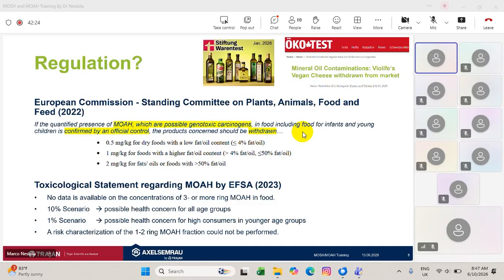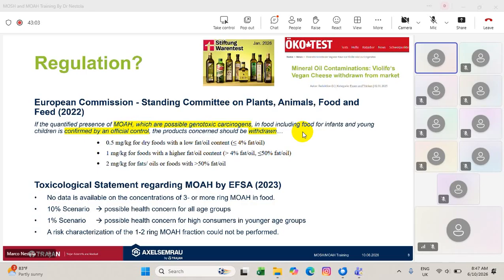Because prior to 2022, there was no regulation when it comes to the numbers or the levels. There was no regulative way to withdraw any sample from the market. That was only by goodwill of the suppliers. Of course, by the pressure of the NGOs, when we talk about Nestle or something like that, when an NGO says that Nutella is containing a lot of MOAH, of course, it's not nice publicity, so they by themselves withdraw products from the market.